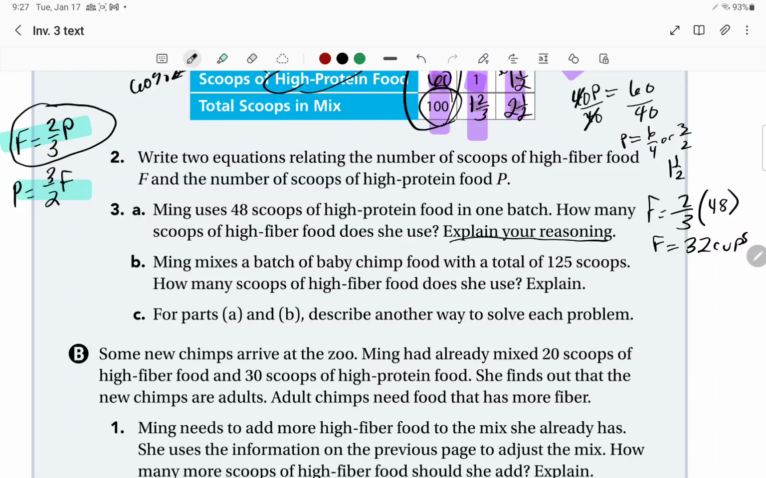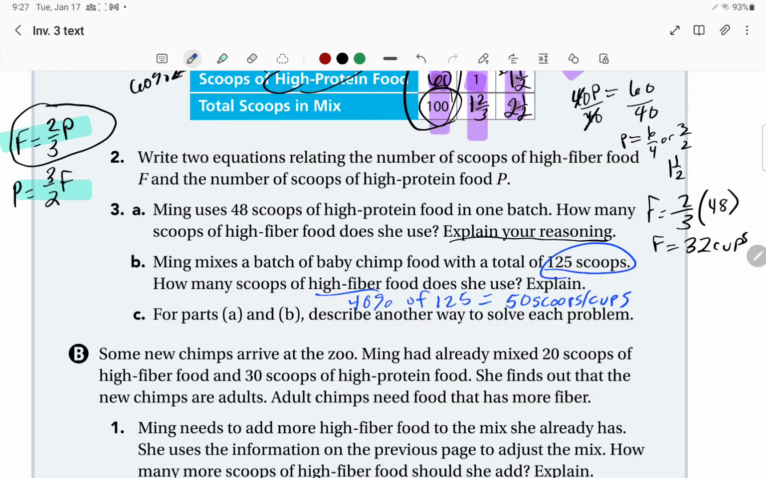And then for the second one, our part B, it says Ming uses a batch. Let's use a different color, blue. Ming uses a batch of baby food with a total of 125. So the total is 125 scoops, and we want to know how many scoops of high fiber. Well, high fiber, remember, that's to make up 40%. So if we have 125, we're going to find 40% of 125, and then that should give us 50 scoops or cups for the high fiber.